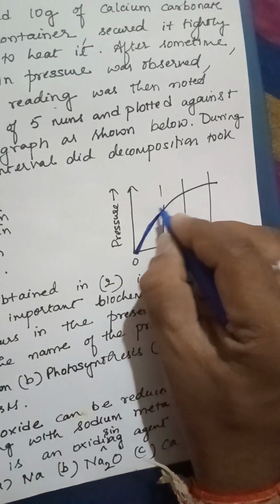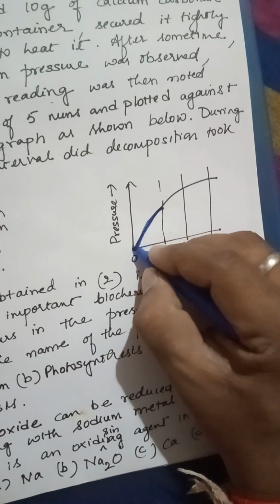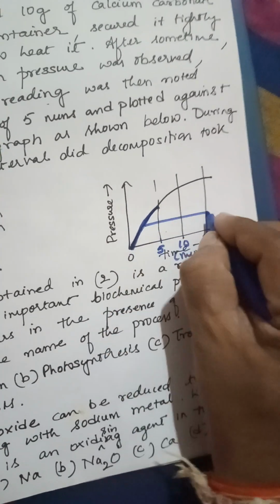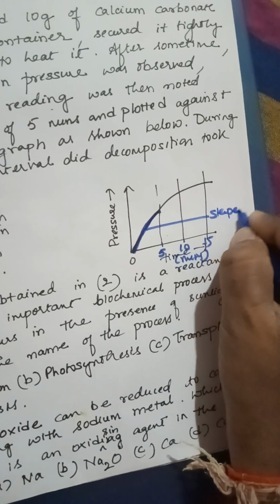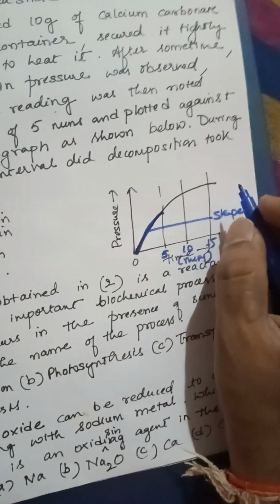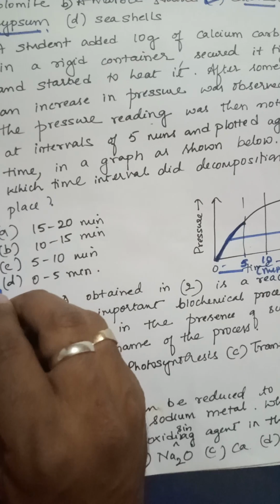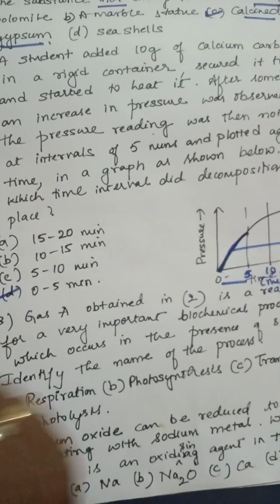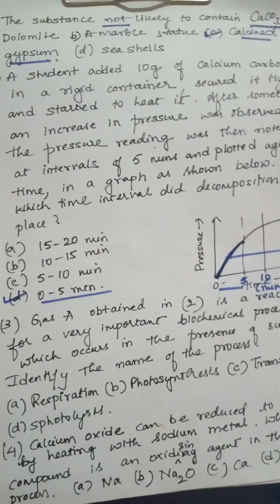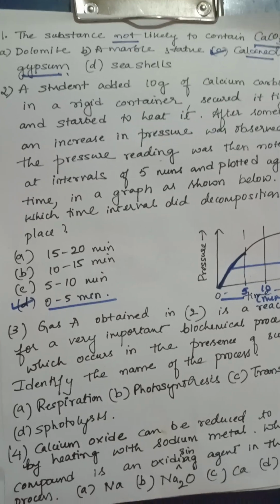Compared to the other intervals, you can see that the graph is steeper here. A steeper graph means more change in pressure with respect to time. So between which interval? Between the interval 0 to 5 minutes, there is maximum decomposition.